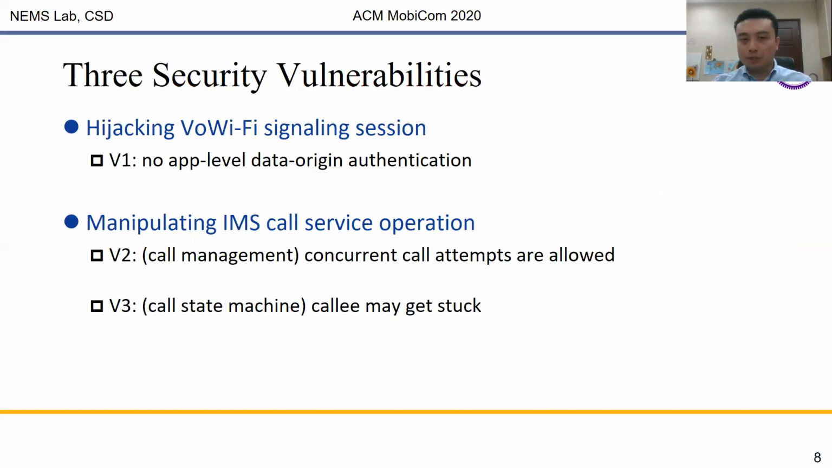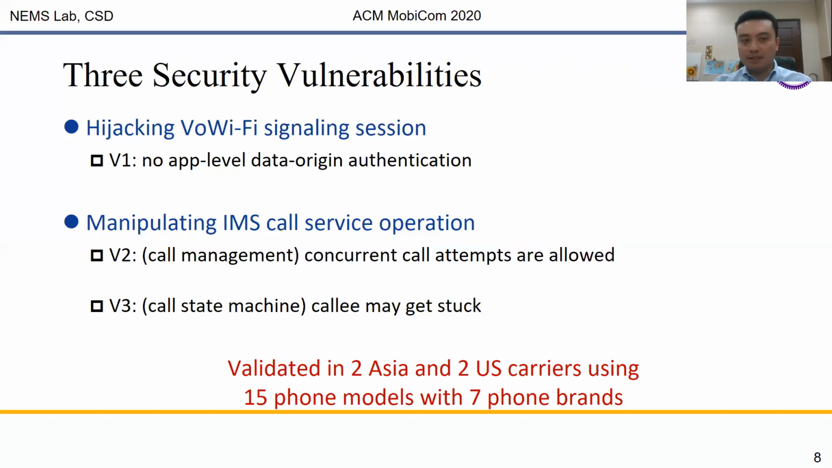Overall, we discovered three security vulnerabilities. VoWi-Fi synchronization can be hijacked due to the first vulnerability, no application level data origin authentication. Based on the session hijacking, the attacker can interact with IMS on a per message basis. We then discovered the second vulnerability, concurrent call attempts are allowed, and the third vulnerability, that the callee may get stuck in the call state machine. These vulnerabilities have been validated in two Asian and two US carriers using 15 phone models with 7 phone brands.